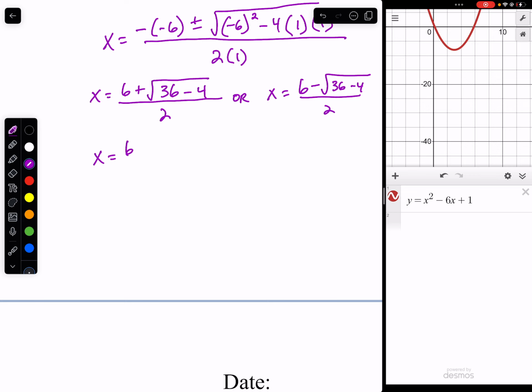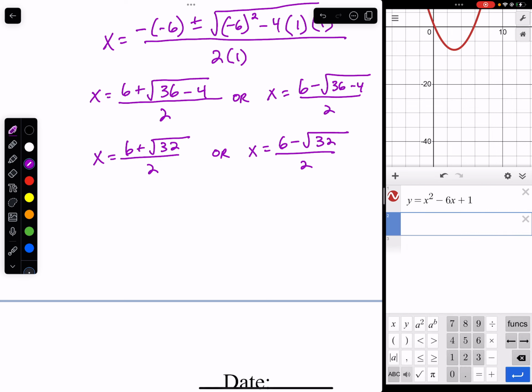I've got 6 plus. Now I'm going to simplify inside the square root. 36 minus 4 is 32, all over 2. Or it could be x equals 6 minus the square root of 36 minus 4, which is 32. Now the square root of 32, well, 32 is not a perfect square, so this will end up being a decimal.